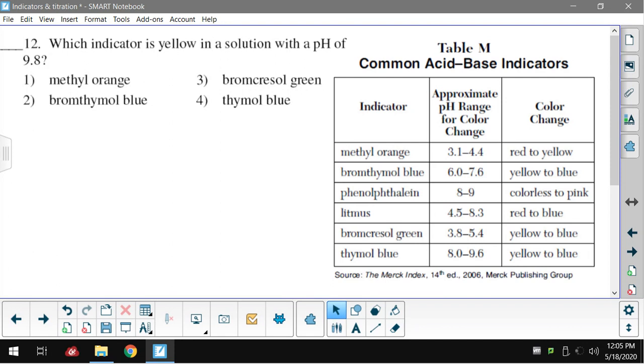Bromocresol green is blue when higher than 5.4. We want it to be yellow, so it would have to be 3.8. 9.8 is higher than 5.4, so bromocresol green will also be blue. Thymol blue at a pH of 9.8 is going to be higher than 9.6. That's blue. So the only one that's going to be yellow is methyl orange.